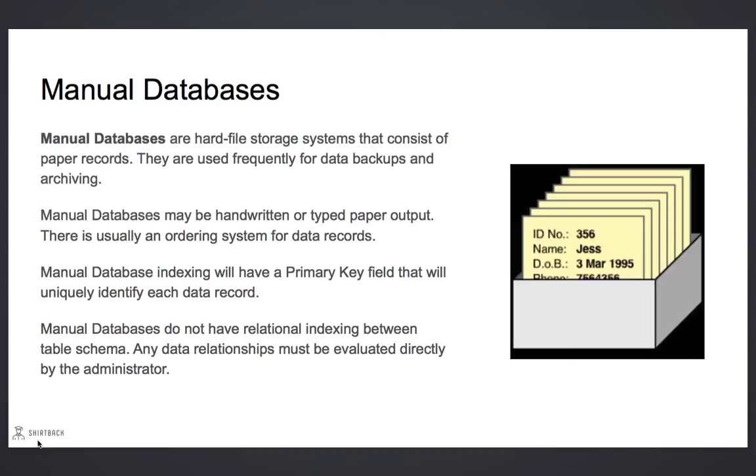Manual database indexing will have a primary key field that uniquely identifies each record. Manual databases do not have relational indexing between table schema. Any data relationships must be evaluated directly by the administrator.